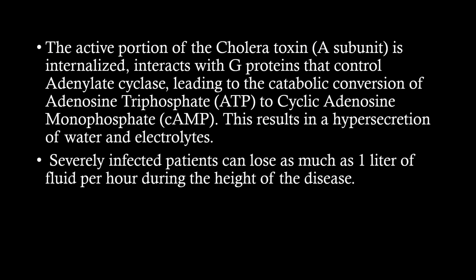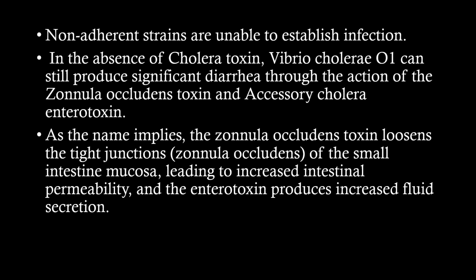The active portion of the cholera toxin, that is the A subunit, is internalized and interacts with G protein that controls adenylate cyclase, leading to the catabolic conversion of adenosine triphosphate to cyclic adenosine monophosphate, that is cAMP. This results in a hypersecretion of water and electrolytes. Severely infected patients can lose as much as 1 liter of fluid per hour during the height of the disease. Such a tremendous loss of fluid would normally flush the organism out of the gastrointestinal tract. The non-adherent strains are unable to establish infection.